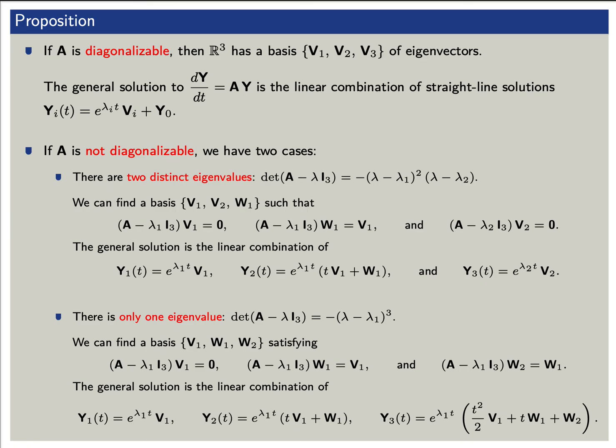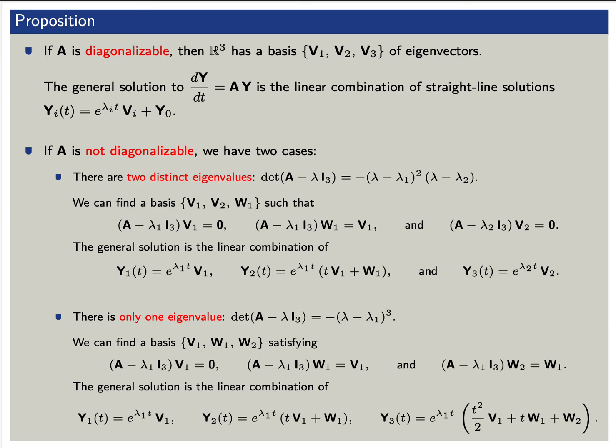In this case, we can find a basis for R3 consisting of an eigenvector v1 and two generalized eigenvectors w1 and w2. In particular, A minus lambda 1 I3 times w1 equals v1, and A minus lambda 1 I3 times w2 equals w1. In this case, the general solution is a linear combination of three functions. The first two we've basically seen in the previous case, e to the lambda 1 t times v1, and e to the lambda 1 t times the vector t times v1 plus w1.